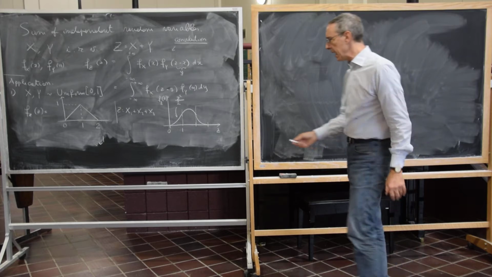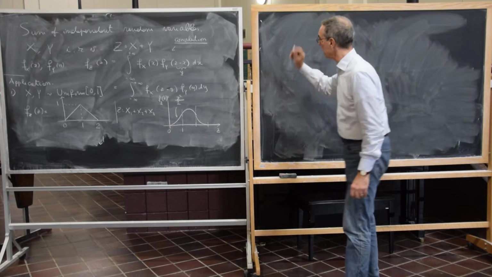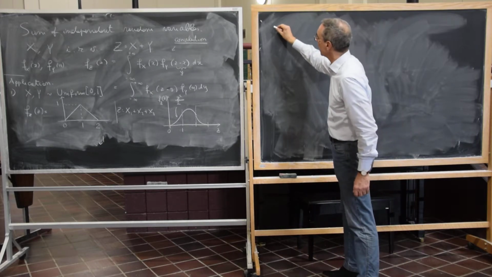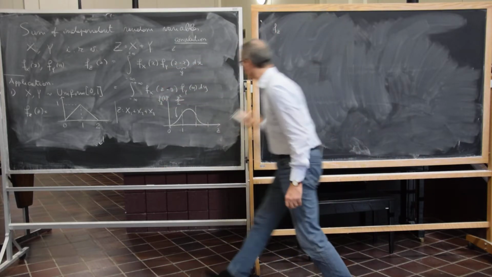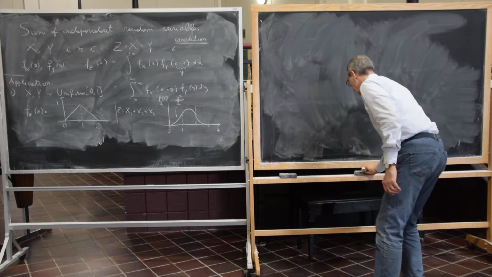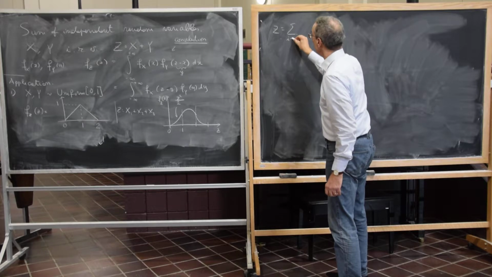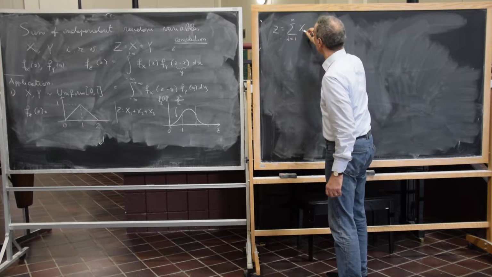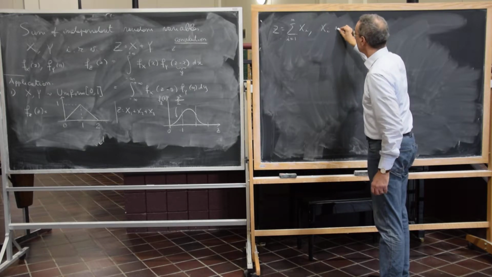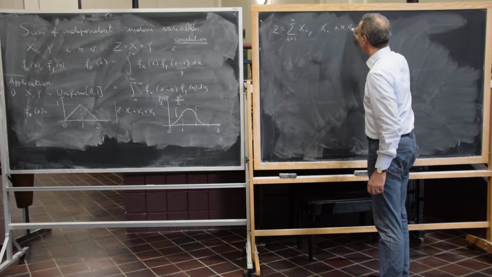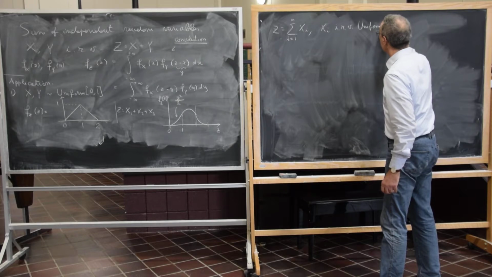For the moment, we will be happy to consider this function in 0, 1 and use this blackboard to show that, suppose that Z is a sum. So Z is equal to the sum for i equal 1 to n of X_i, and all these X_i are independent random variables which are uniform 0, 1.